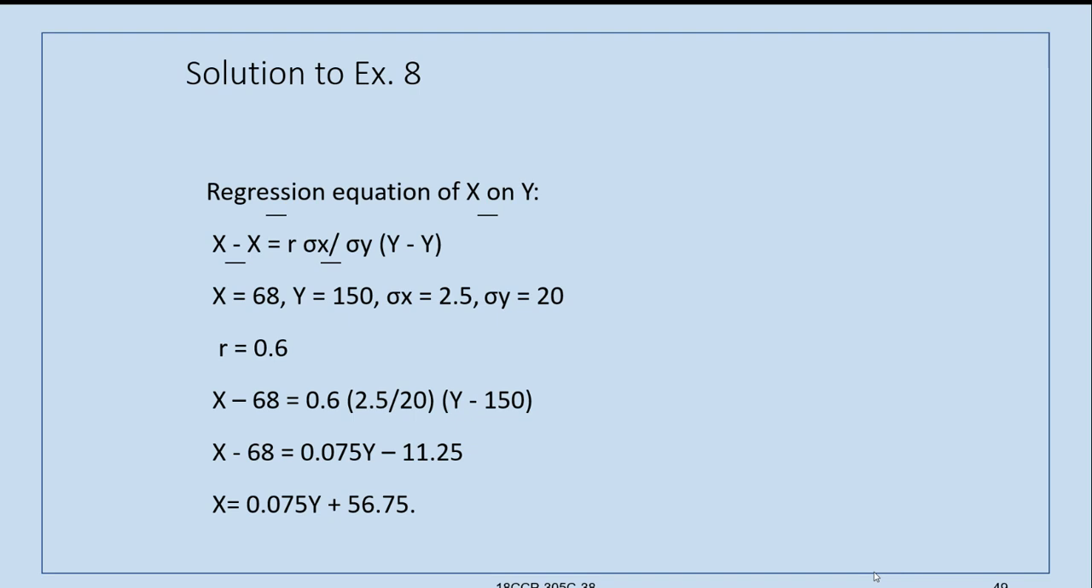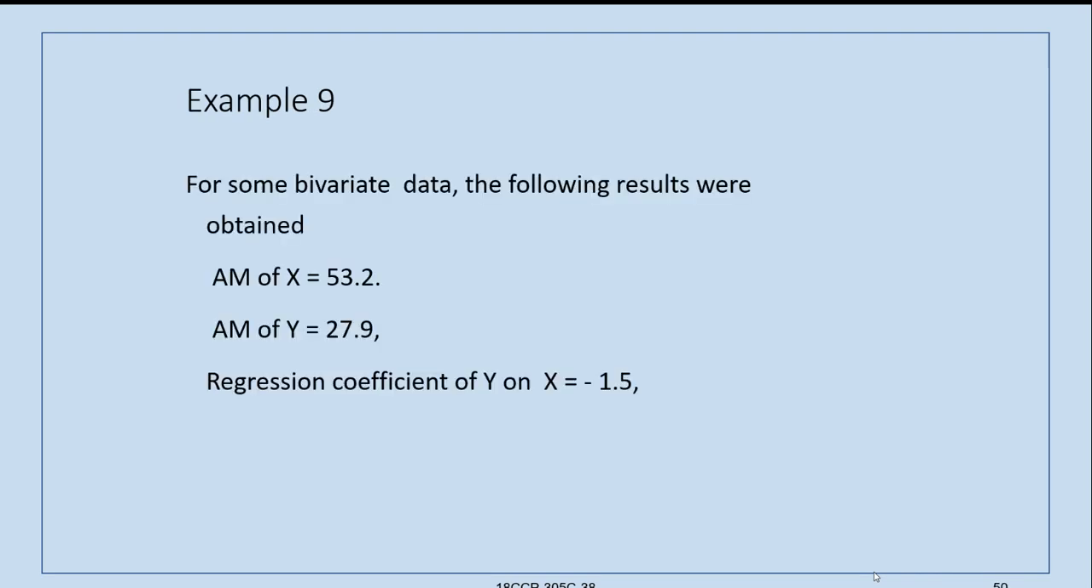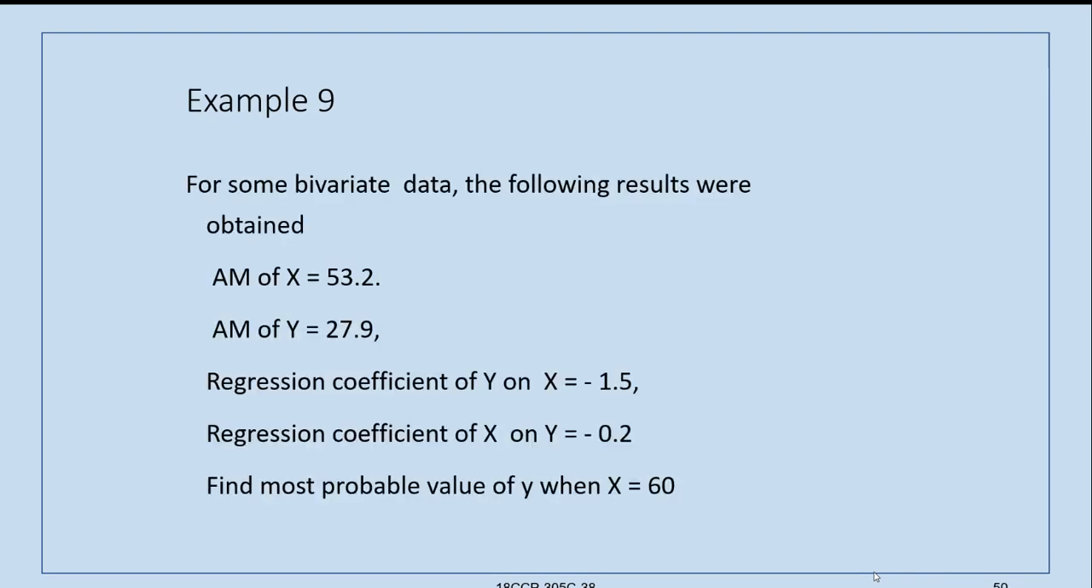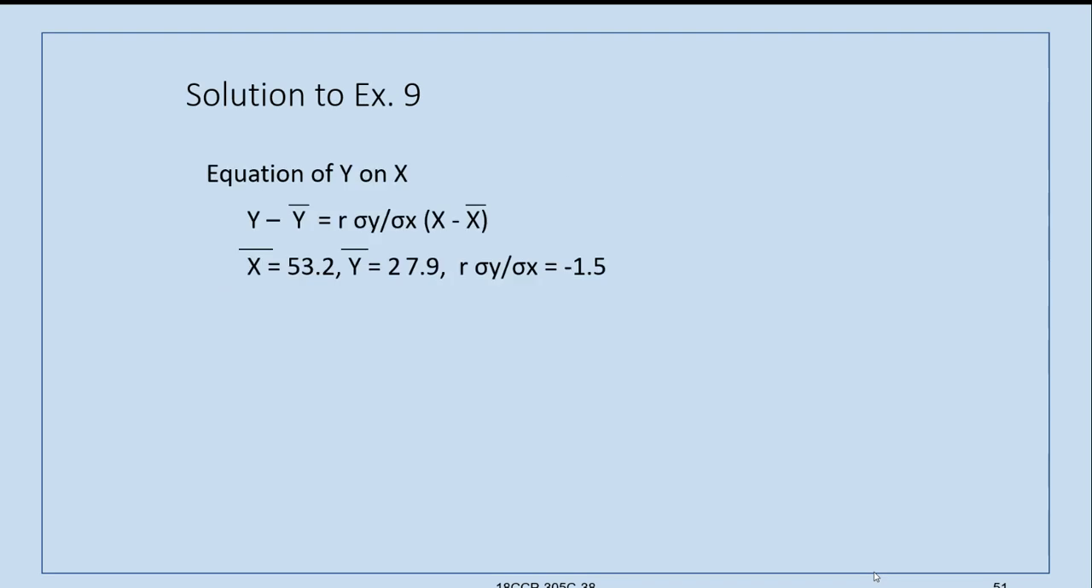And we will calculate the equations. Another example we have taken. For some bivariate data, the following results were obtained. So again, arithmetic mean of x and y are given, and we have to calculate other values.